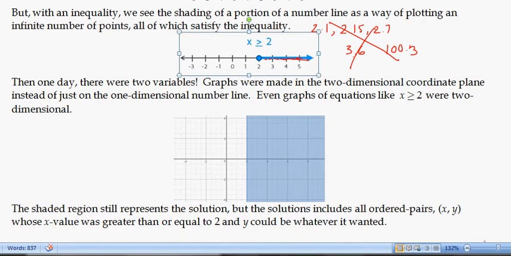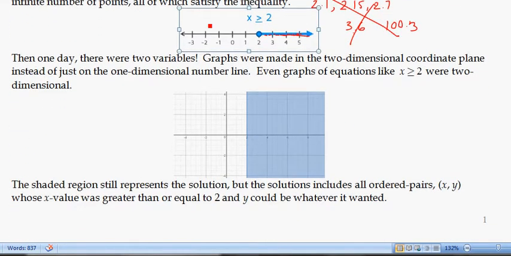But then things got more complicated, and one day you were introduced to things with 2 variables. And so suddenly, instead of graphing on the number line, you're graphing in the 2-dimensional Cartesian coordinate plane, right? In fact, even if you were graphing something that had a single variable in it, suddenly you'd graph in the Cartesian plane and you now have a whole region shaded.